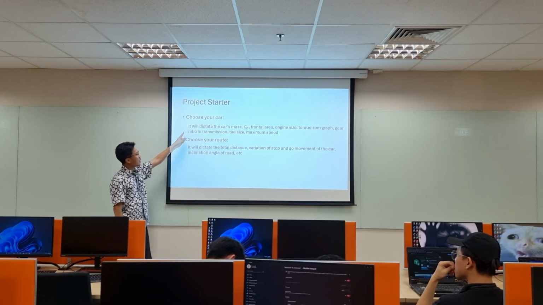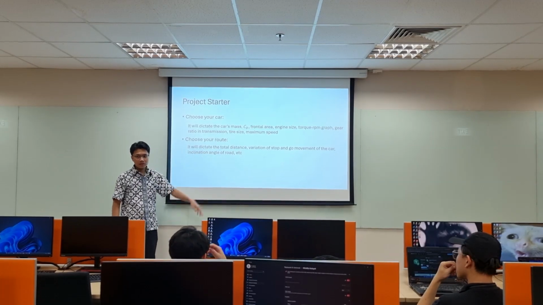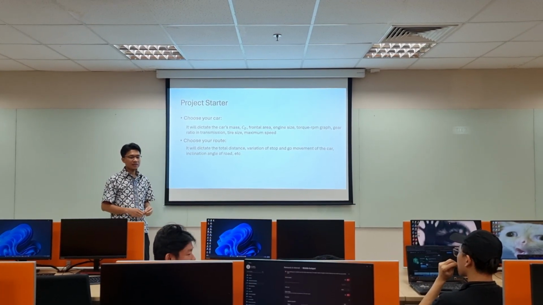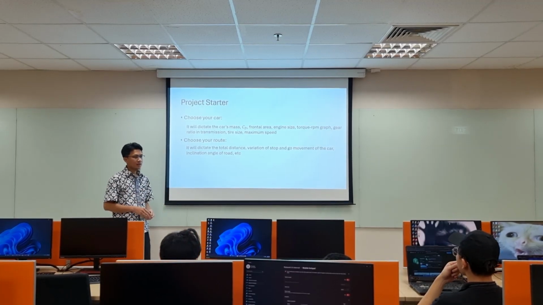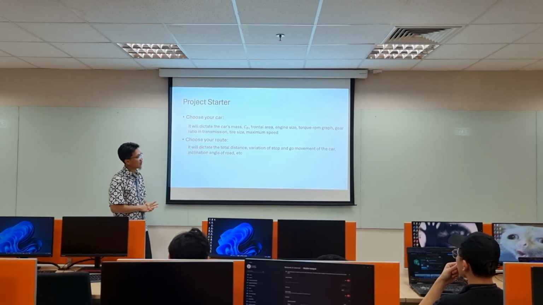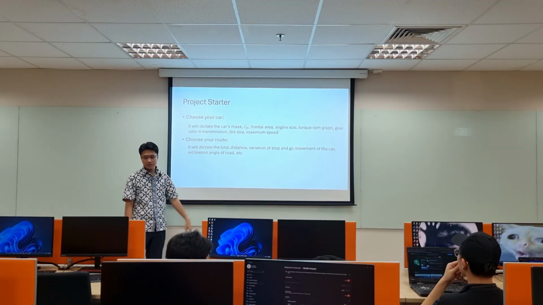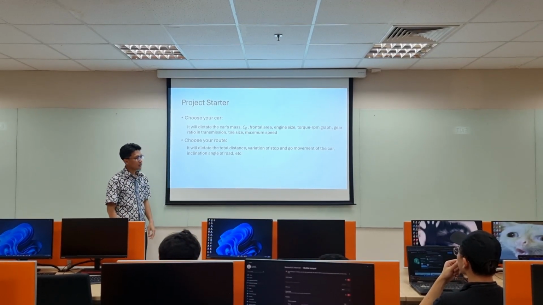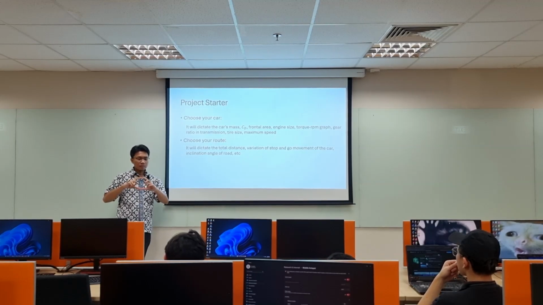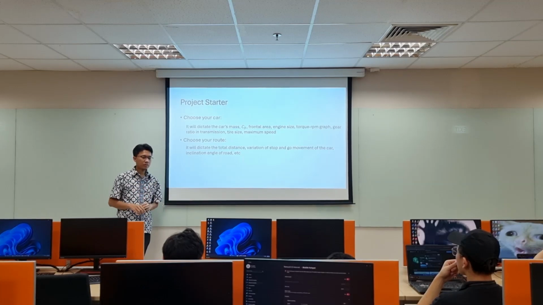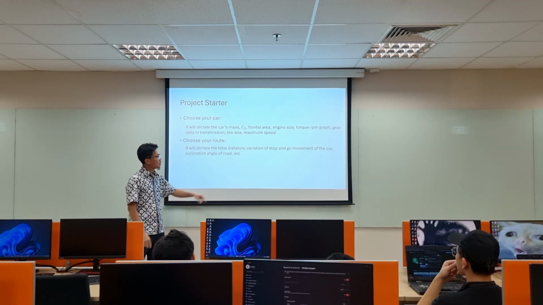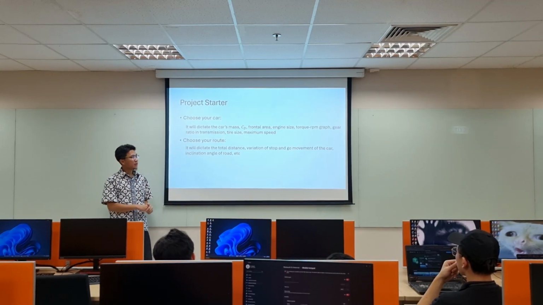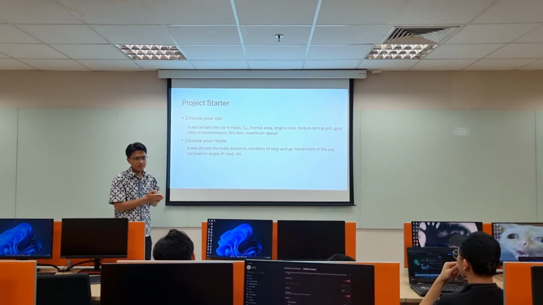Okay, once you choose the car, it will give you the car's mass, right? The drag coefficient, the frontal area, engine size, the torque-RPM graph is given there, right? Gear ratio in the transmission, tire size also, because tire size will affect how much traction you get for the same torque. And also the maximum speed of the car, that will be determined from the engine size also.